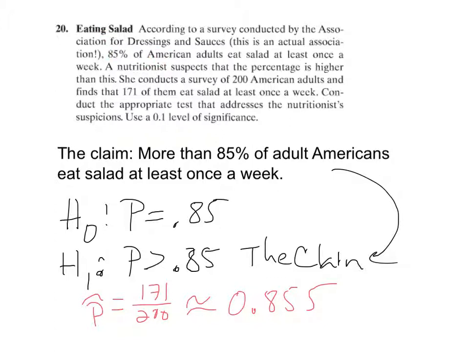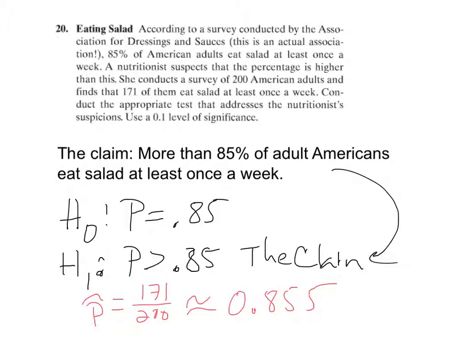Here's the claim that the association is making: that more than 85% of Americans eat salad at least once a week. And the nutritionist suspects the percentage is higher than this. So that's the claim. Now, to test this, we're going to try to show the opposite is true. If the opposite is true, that means 85% or less. Even though this is an equal, it's always the opposite. Well, H1 can be the opposite also.